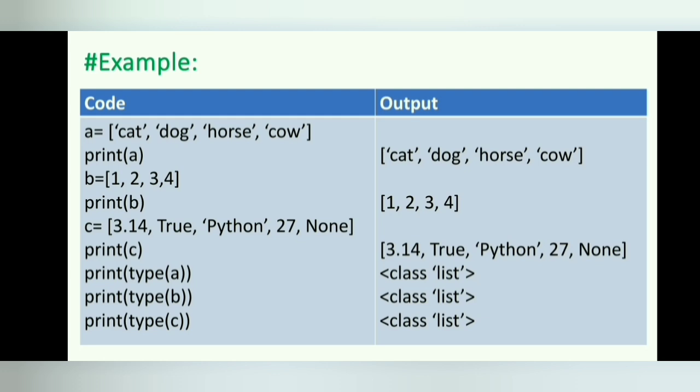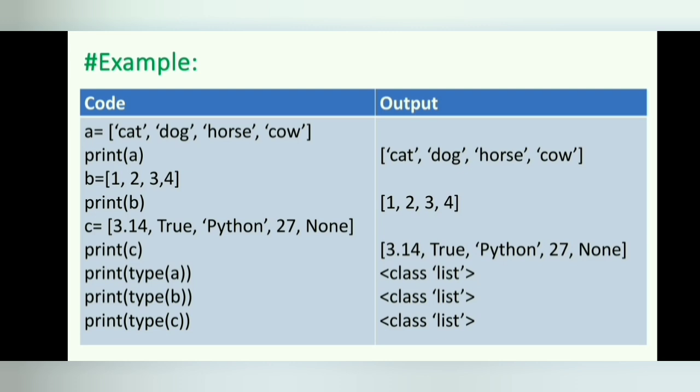In the next statement, a list containing different data types, 3.14 a float type, True a boolean type, Python a string type, 27 an integer type, and None a NoneType, is assigned to the variable c. The following print statement, print c, will display the list 3.14, True, Python, 27, None. This example shows that a list may contain values of the same data type or different data types.